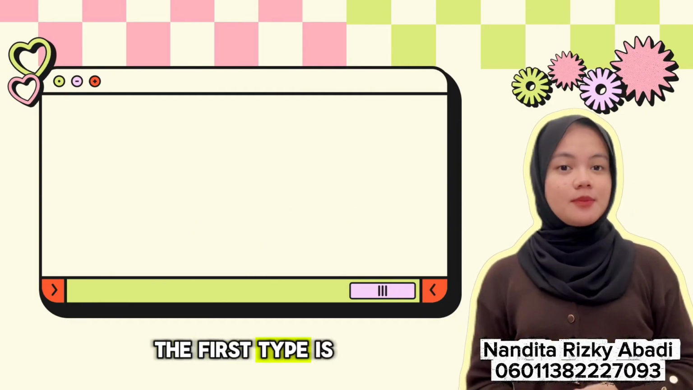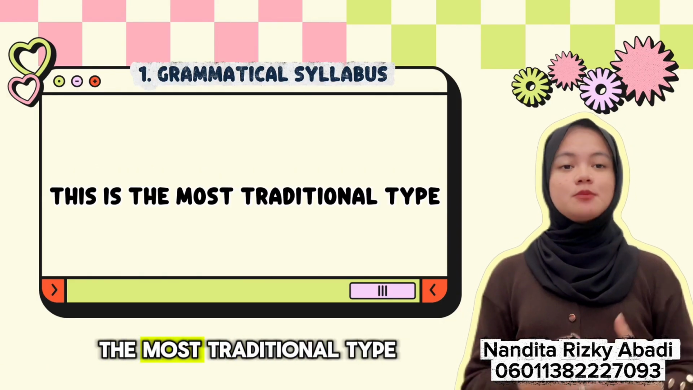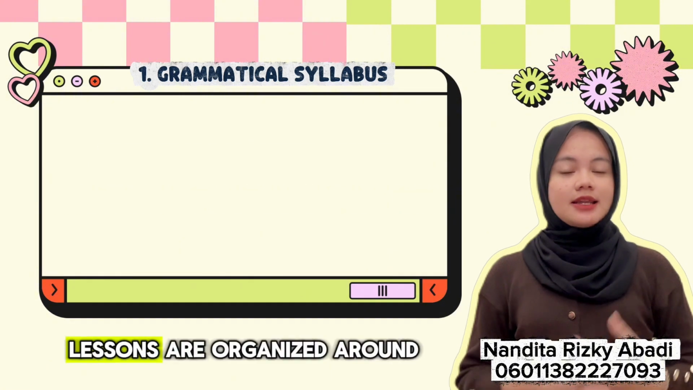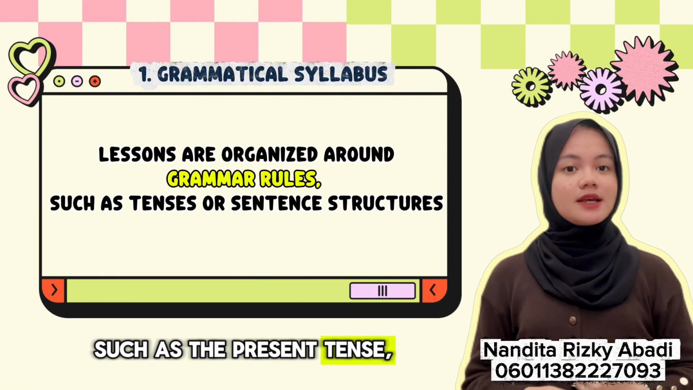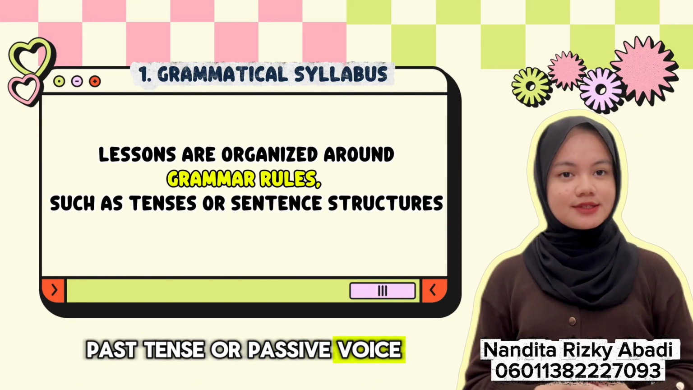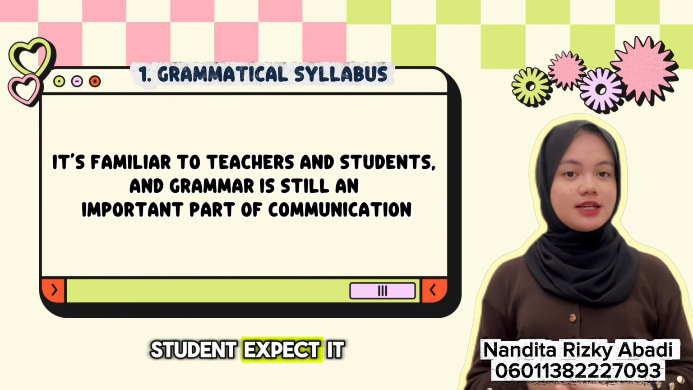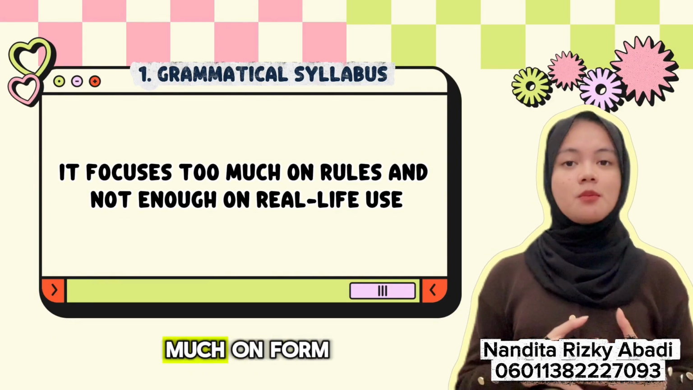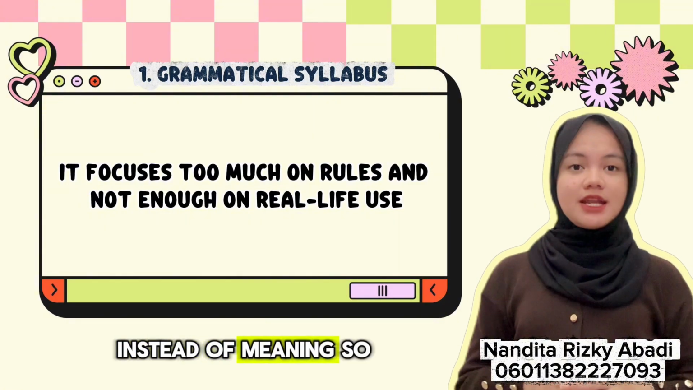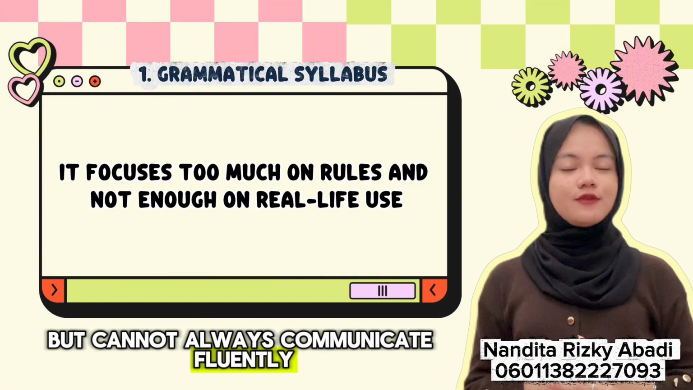The first type is grammatical syllabus. So grammatical syllabus is the most traditional type. Lessons are organized around grammar rules such as the present tense, past tense, or passive voice. It's very structured and familiar, so many teachers and students expect it. But the weakness is that it focuses too much on form instead of meaning, so learners may know the rules but cannot always communicate fluently.